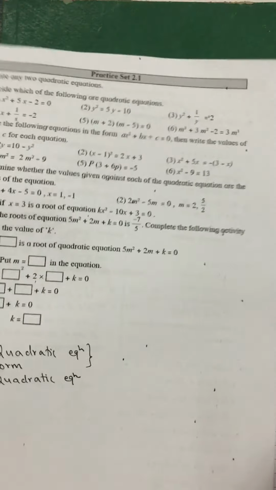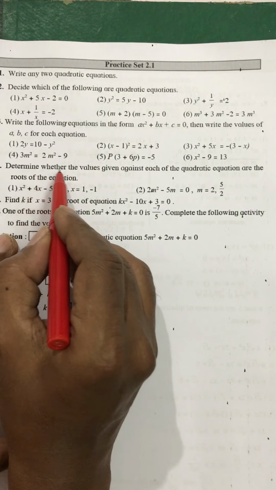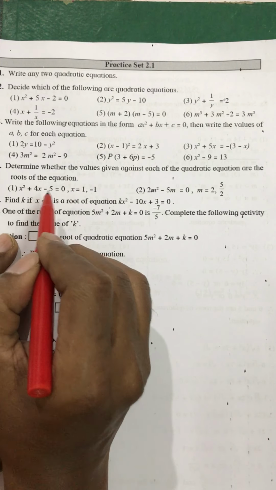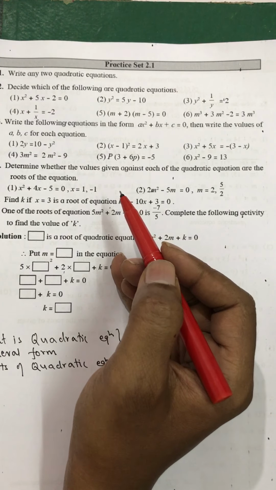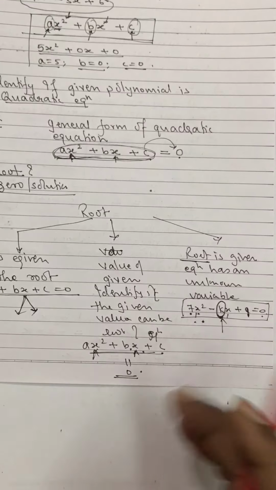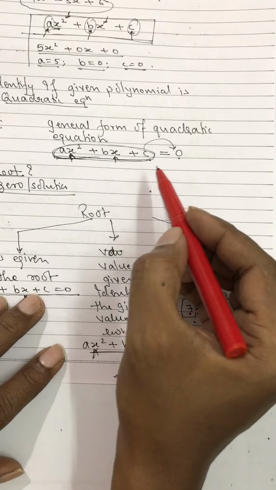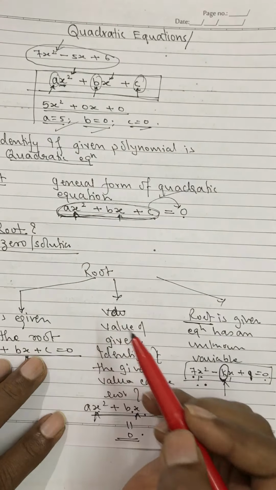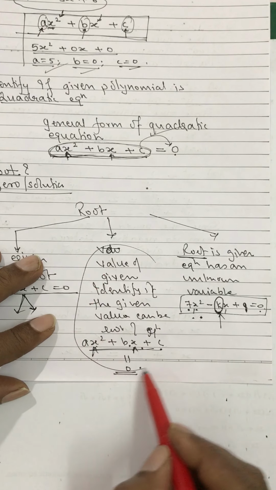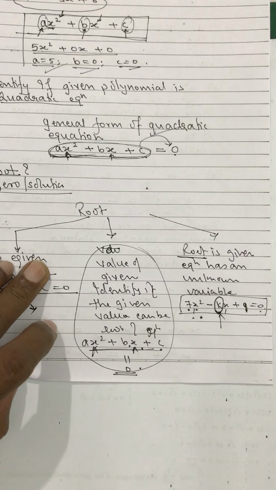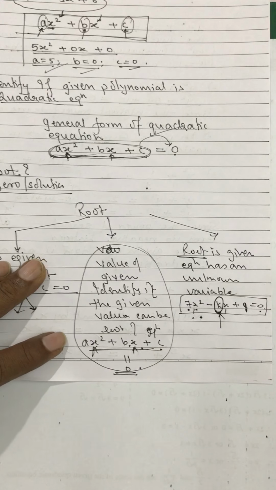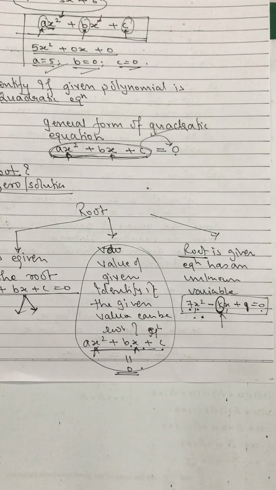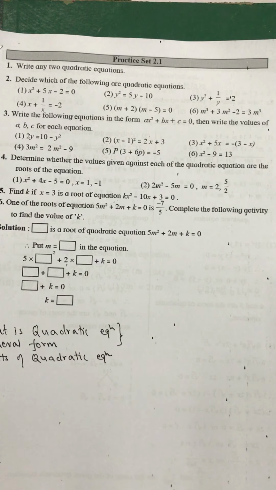In question number 4, what they are asking is to determine whether the values given against each of the quadratic equations are the roots of the equation. As I told you, my dear students, there are two types of questions. The first we have already completed: dealing with the general equation, finding the values of a, b and c. Now they start with this because they want you to have an idea what actually a root is. A value is given to you and you have to identify whether that value is a root or not. You are not supposed to find it, you only have to judge that the given value is a root or not.